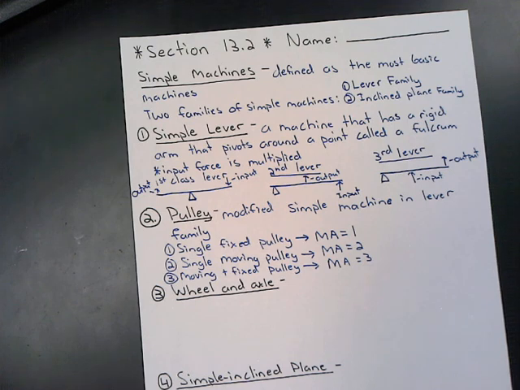So we move to our third simple machine here, and that is the wheel and axle. Now, a wheel and axle is the final portion of the simple machine that belongs to the lever family. And a wheel and axle is made of a lever or wheel that is connected to a shaft or an axle.